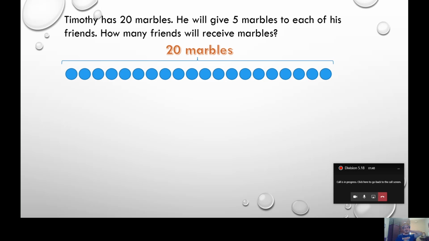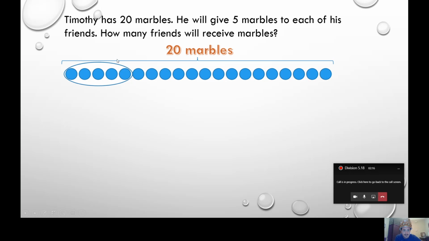Now, how am I going to solve this problem? It says he will give 5 marbles to each of his friends. So last week we were doing problems where we were trying to figure out how many marbles each friend would get. But now we already know how many marbles each friend will get. We just don't know how many friends. So it's really easy to solve this. First thing you have to do is you have to circle 5 marbles at a time.